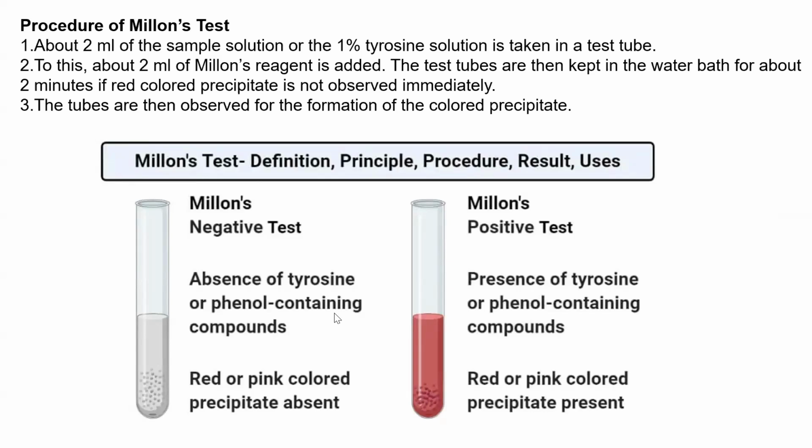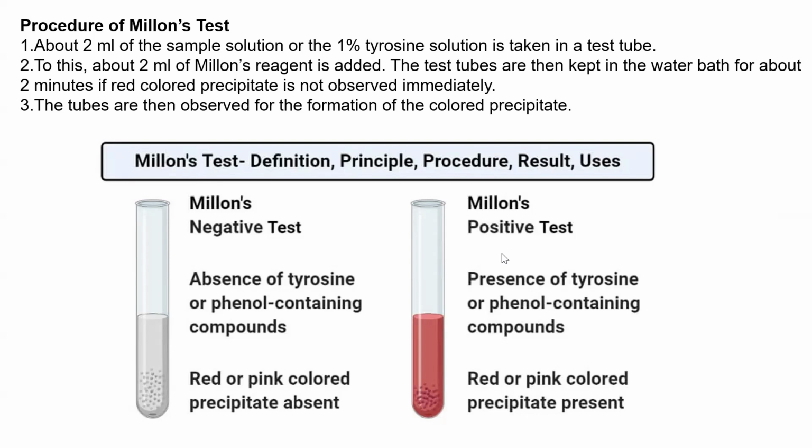Either you add 2 ml of a sample solution, or the 1% tyrosine solution is taken into a test tube. And to this, about 2 ml of Millon's reagent is added, and then the test tube is kept in a water bath for about 2 minutes if a red colored precipitate is not observed immediately. And then the test tube is observed for the formation of the colored precipitate. So the red color indicates the presence of tyrosine or phenol-containing compounds, and the absence of red or pink color indicates the absence of the amino acid.